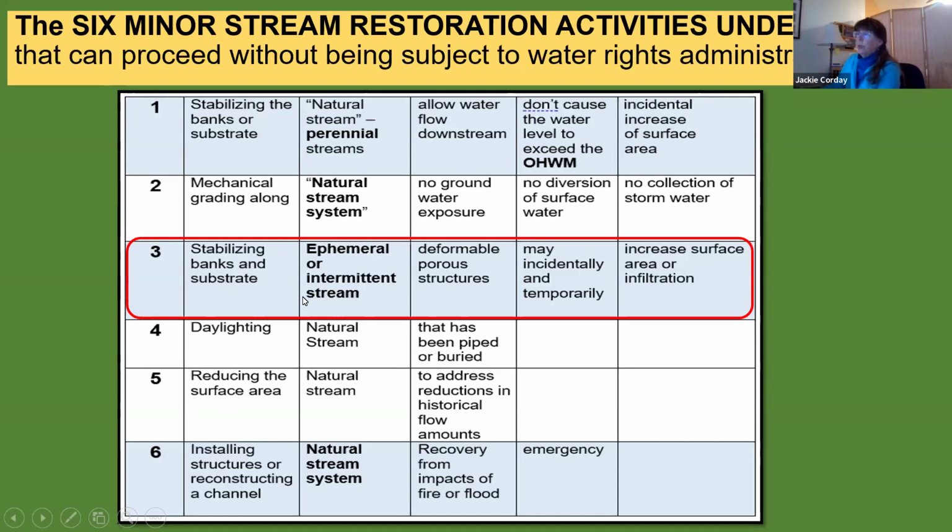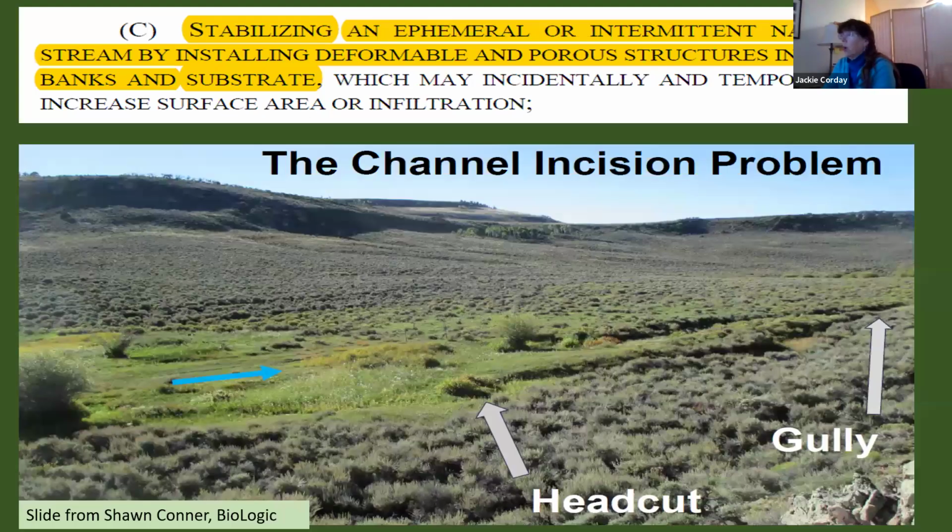But now we're going to move on to another category that is also really critical and important work in Colorado that's being done, and that's in ephemeral and intermittent streams. And so we'll walk you through these criteria. So here again is the language right from the bill. Stabilizing an ephemeral or intermittent natural stream by installing deformable and porous structures into the banks and substrate, which again, you see the same kind of criteria, which may incidentally and temporarily increase surface area or infiltration.